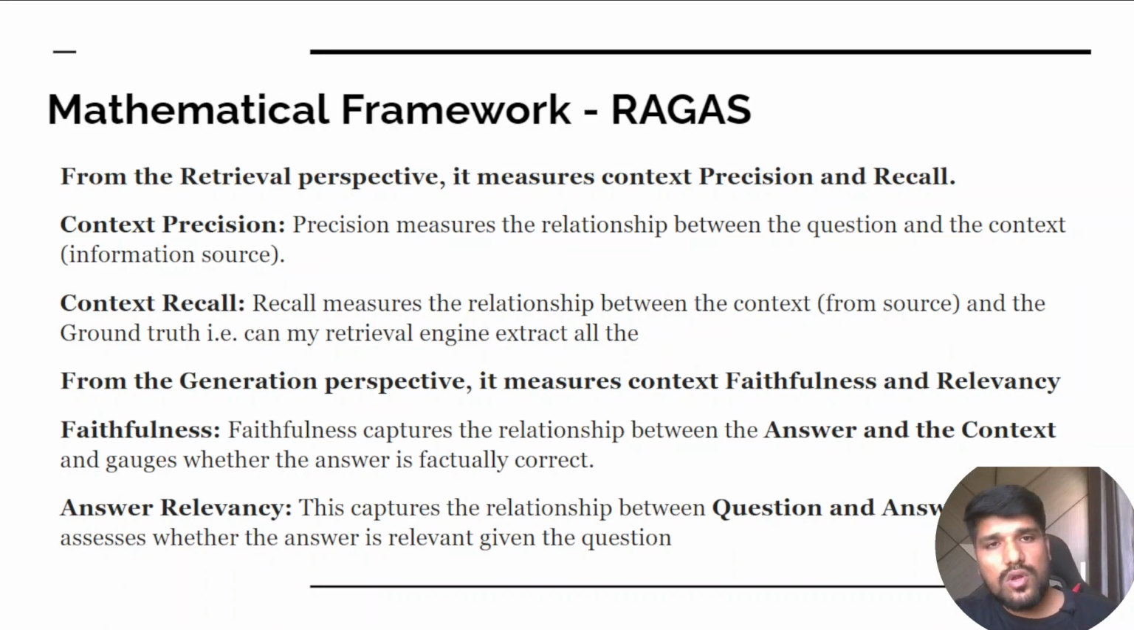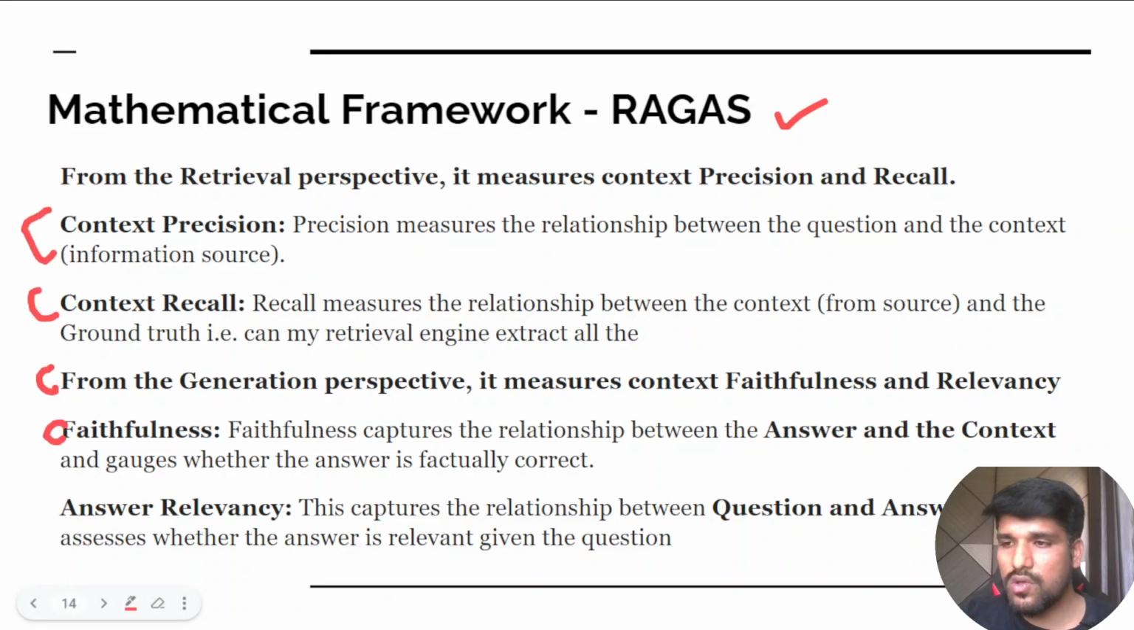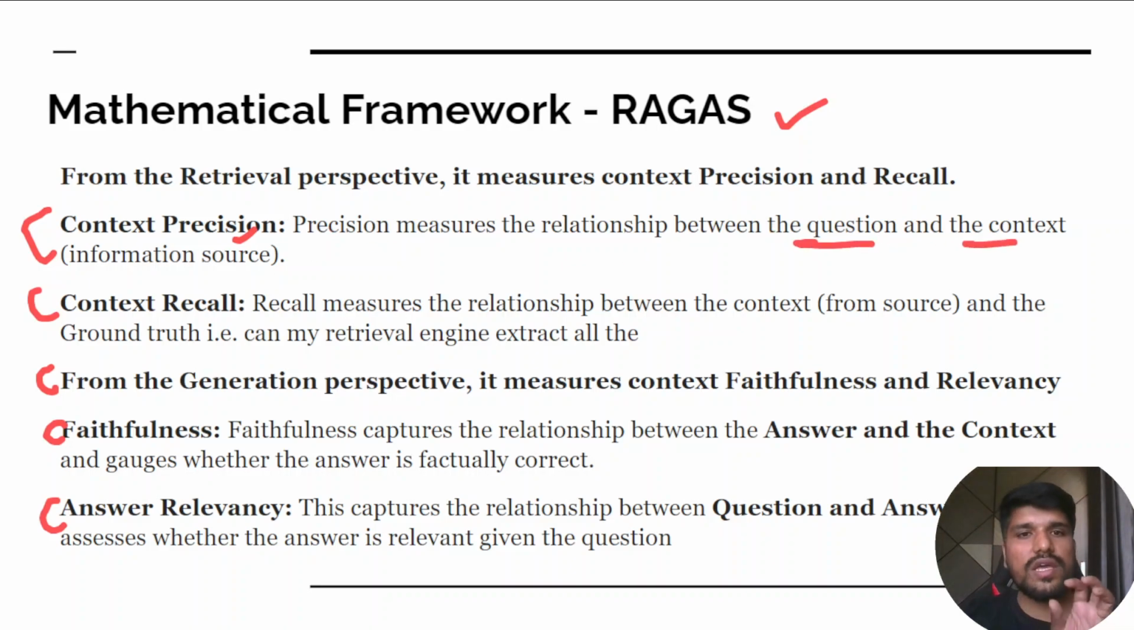Now there is one important mathematical framework available called RAGAS. As I mentioned earlier, these are some of the methodologies you can check. First is the context precision. Precision measures the relationship between the question and the context. Whatever information source you have provided and whatever question you ask, it will check the relationship, and based on that it will give the context precision.